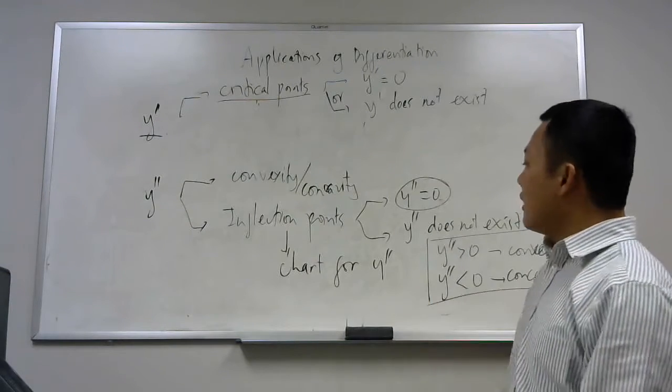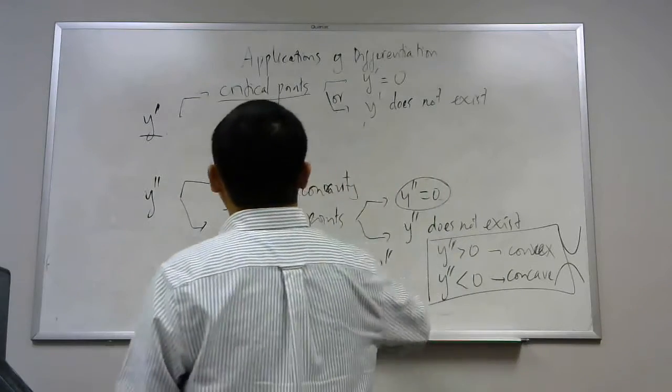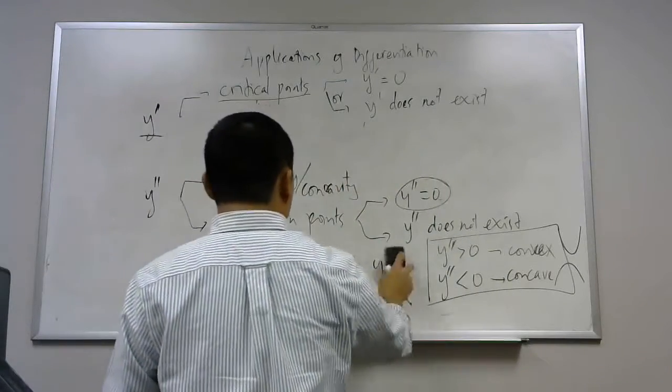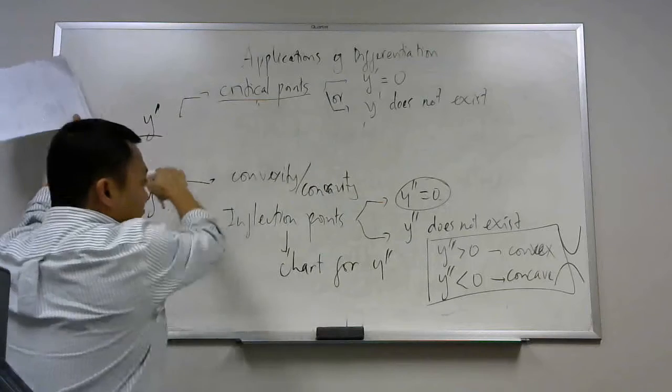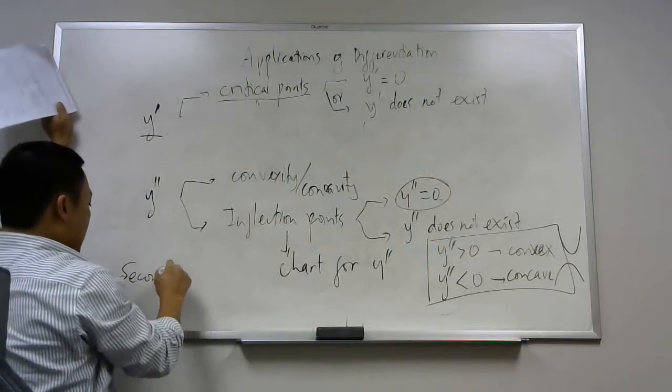Using these properties, we have the second derivative test. I write here because I don't want to erase the previous problem. So we have the second derivative test.